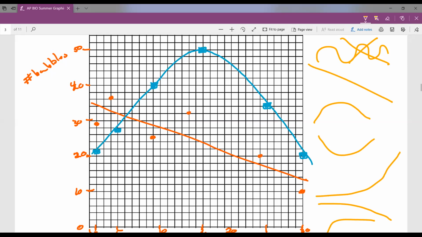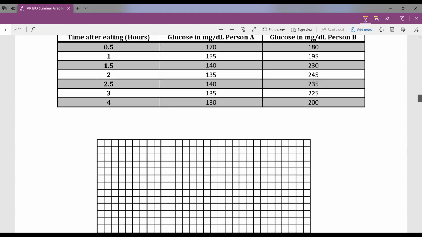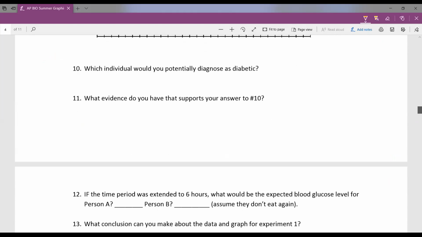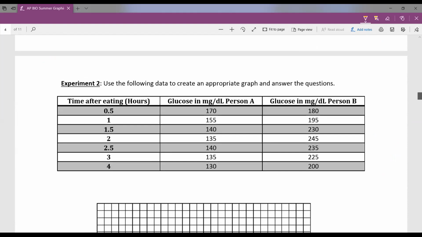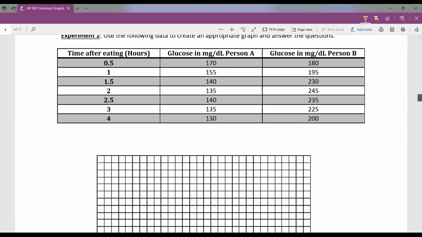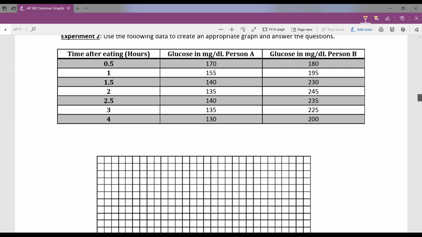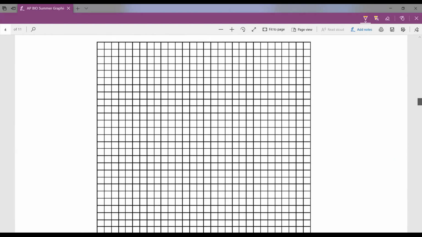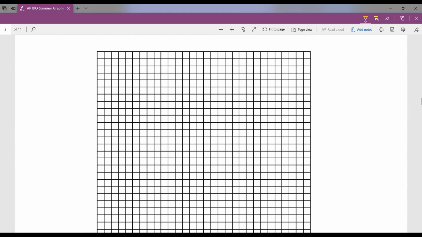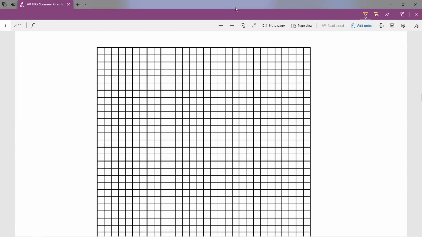All right, any questions? I want you to do the graph for experiment 2 for tomorrow. I'd like you to take a picture so we can look at your pictures. And we will continue with this tomorrow. So unless you have any questions right now, that'll be it for today. Anything?